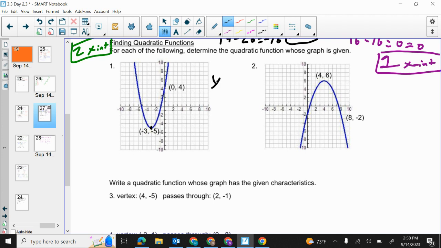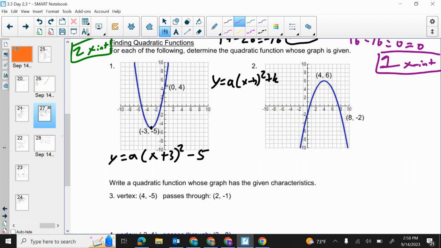Recall, vertex form is a times x minus h squared plus k. So I'm going to have y equals a times x plus 3 squared minus 5, going the opposite inside there. Now, this is what most people forget. A lot of people forget this on the test every year. You need the A out in front because that tells you how skinny or how wide the graph is.